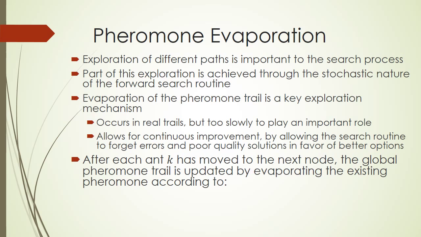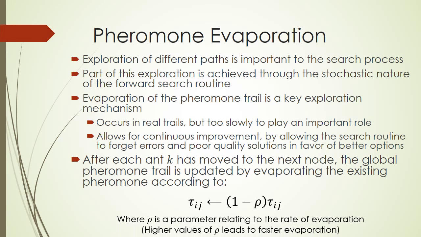The way that this is applied is that after each ant K has moved on to its next node, the global pheromone trail is updated by evaporating the existing pheromone on all of the arcs, according to the formula shown here. In that equation, rho is just a parameter that relates to the rate of evaporation. So as you increase rho, you can expect faster evaporation. And because you're doing this after every iteration, this becomes an exponential process.